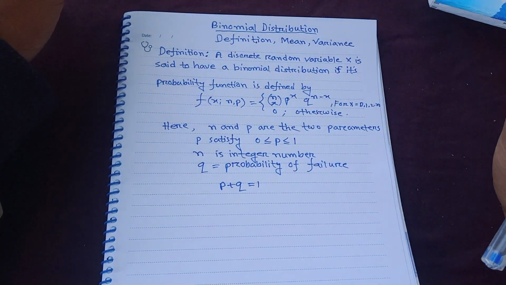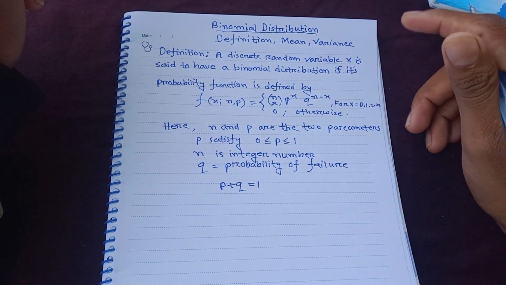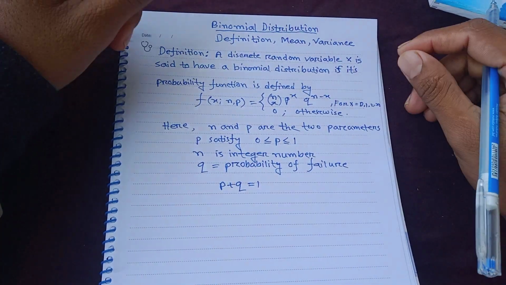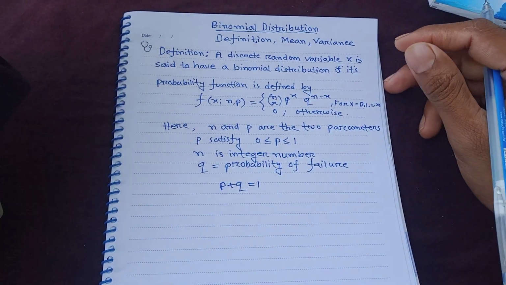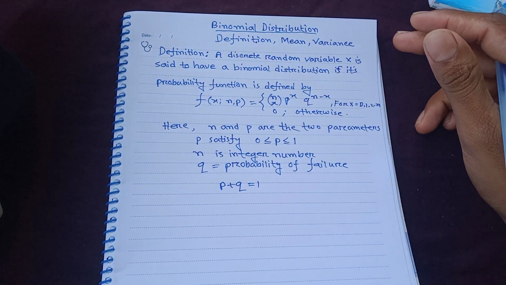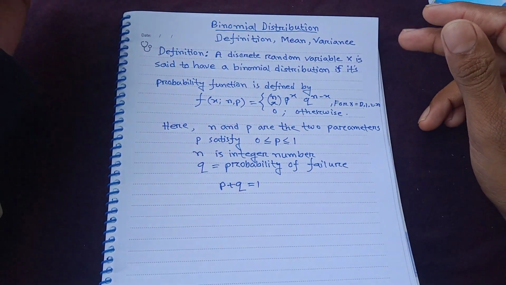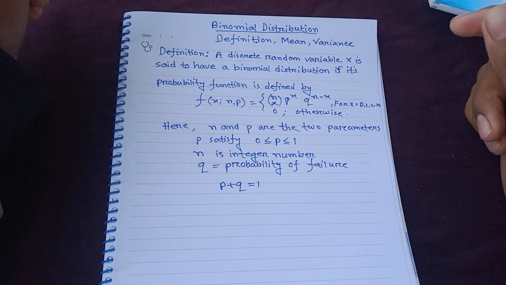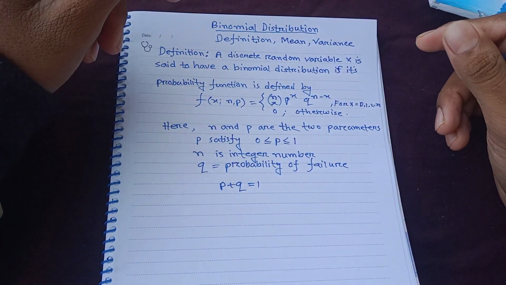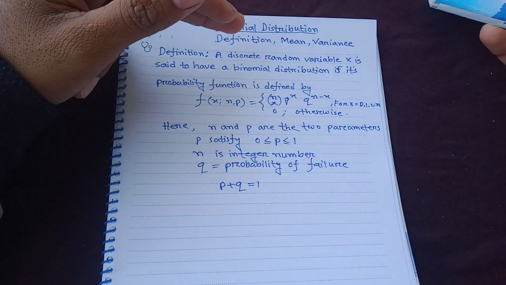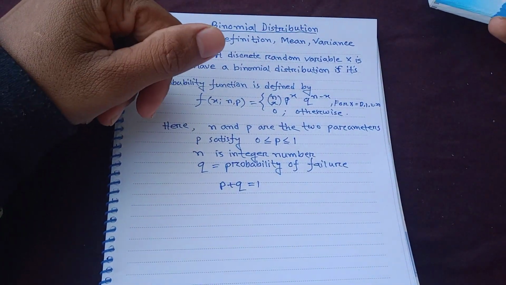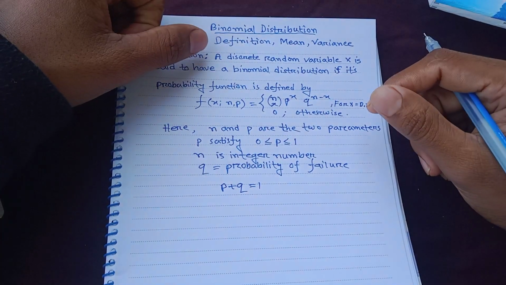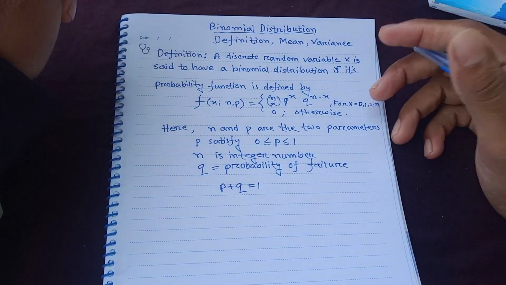Let's take an example. If a fair coin is tossed two times, we get the result head or tail. Another example is children born in a community. Here the children will be boys or girls. So in such a situation we have to apply the binomial distribution.